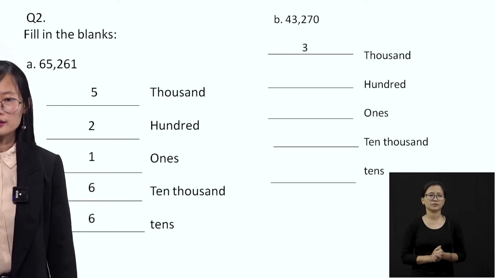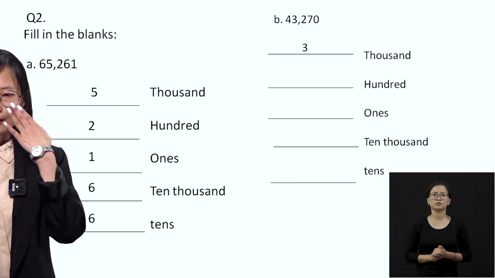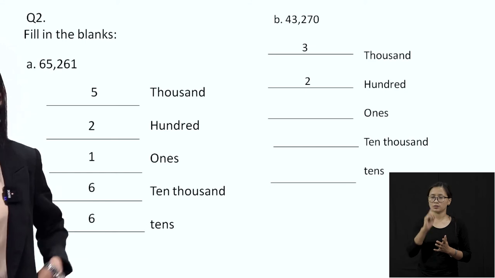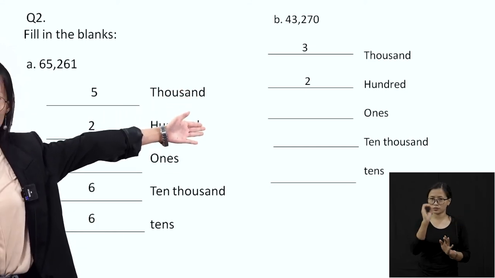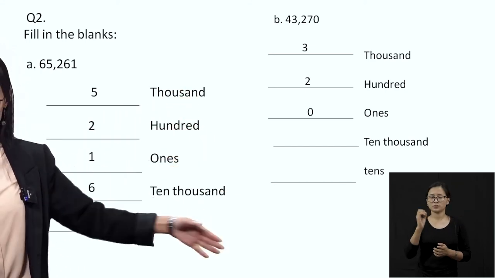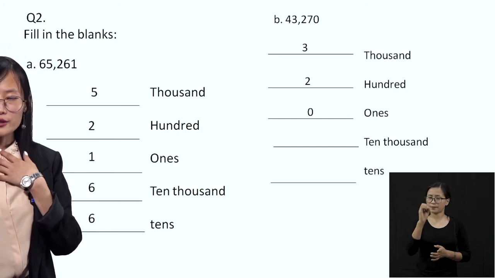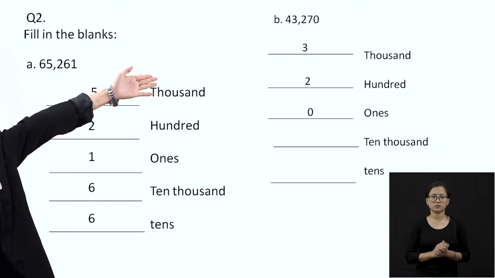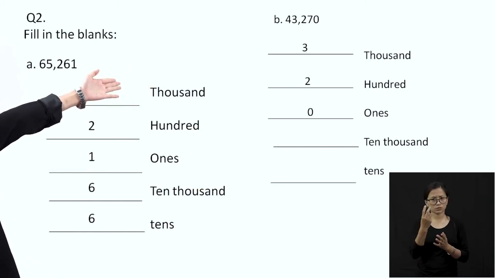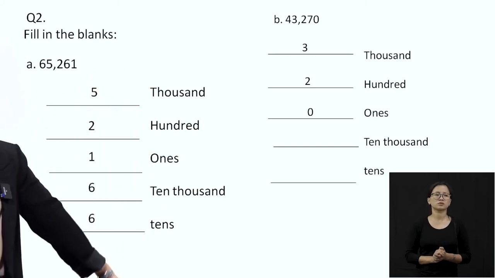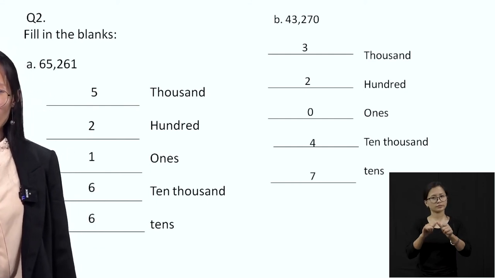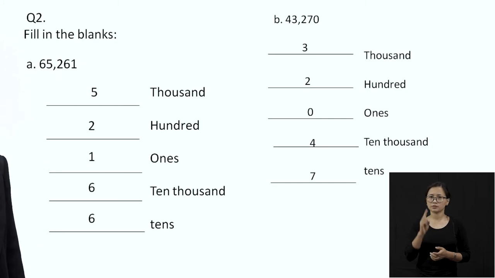Okay, which number will you write in hundreds place? 2. In ones place, you have 0. So you will write 0, 0 ones. In 10,000s, you have 4. Count ones, tens, hundreds, thousands, and 10,000s. So you have 4 10,000s and 7 tens. Okay.